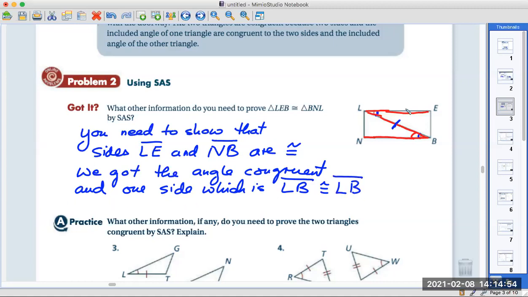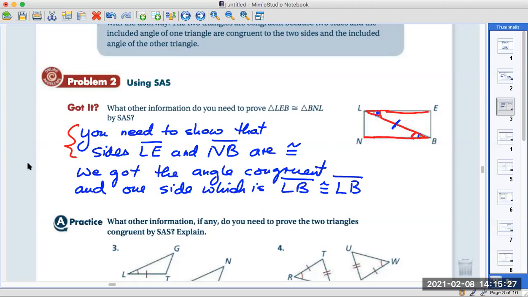So all you need is this third part, which is these two sides. Now, again, you have no indication that these two sides are equal. There are no markings. It's not given. So you would find that this is almost impossible to prove congruent, because there's no indication that LE is congruent to NB, but that's what we would need. What more do you need? You need these two sides, because we have the angle and we have that side in the middle.